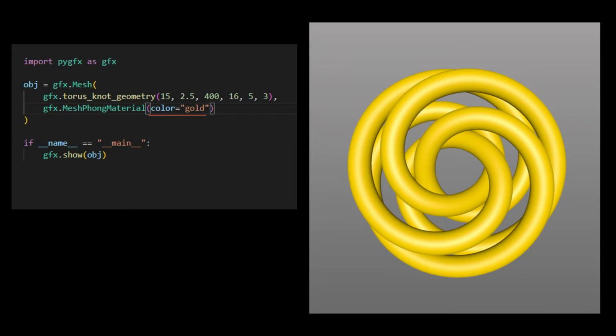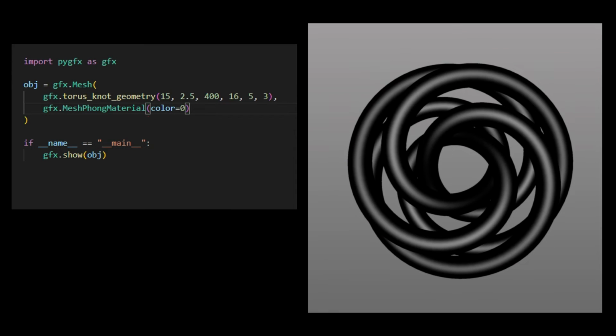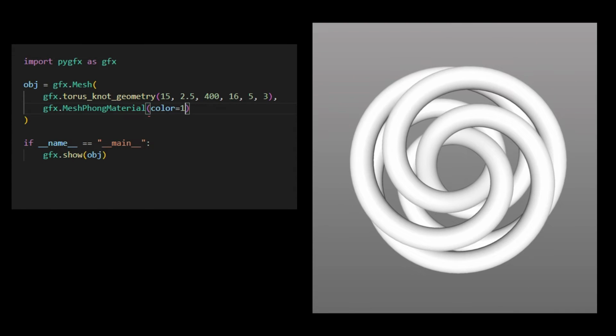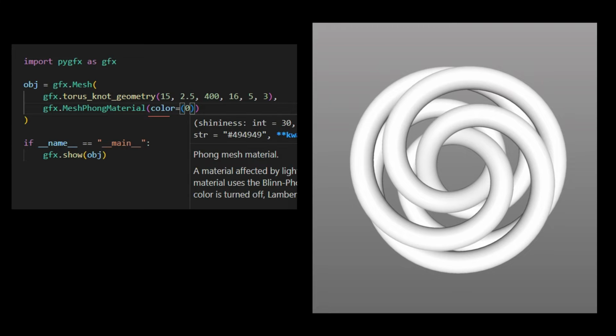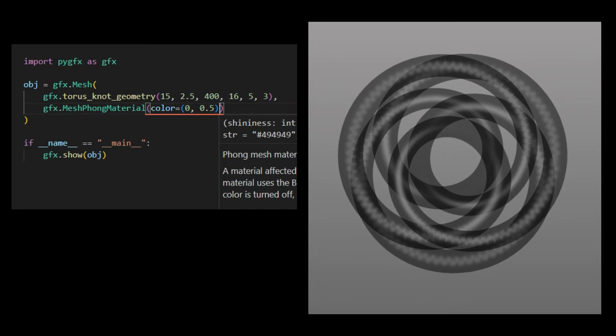If we set the color to 0, the object will appear in black. Conversely, if we set it to 1, we will observe a white torus knot. Additionally, we can use 2 numbers to represent grayscale intensity along with an alpha channel. For instance, setting the color to 0, 0.5 will result in a partially transparent black object.